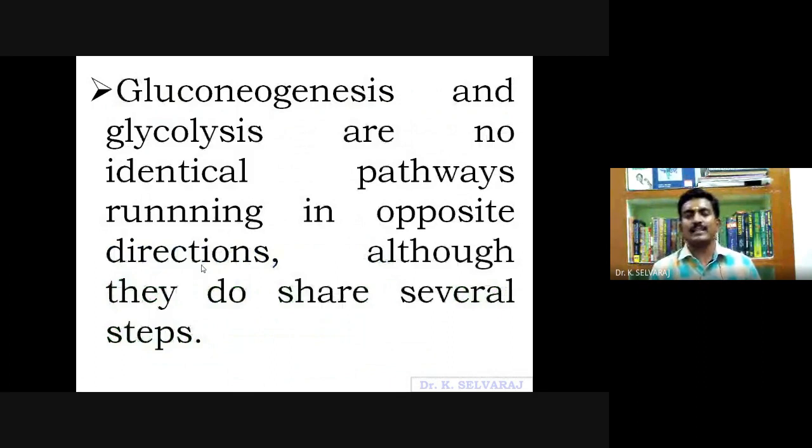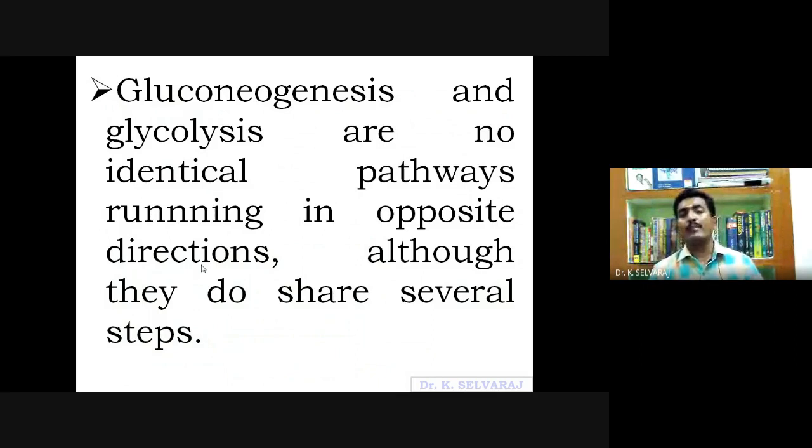Through glycolysis, our cells get ATP, that is, energy from glucose. But in gluconeogenesis, our cell uses energy to make glucose from non-carbohydrate precursors. Gluconeogenesis is a reversal of the steps of glycolysis. Seven steps are the same in glycolysis and gluconeogenesis, but in reverse manner. Three steps are non-reversible.